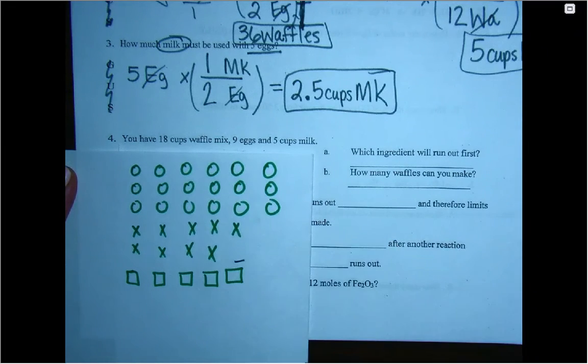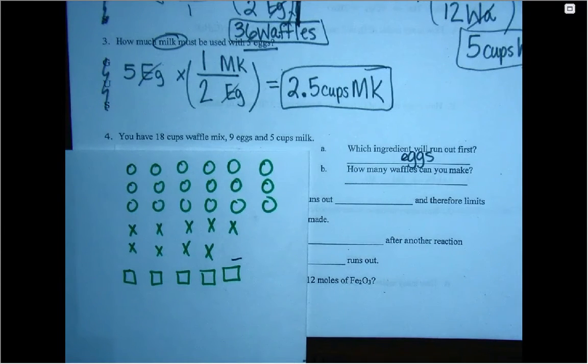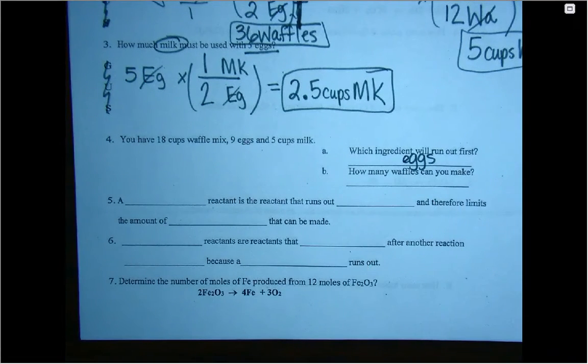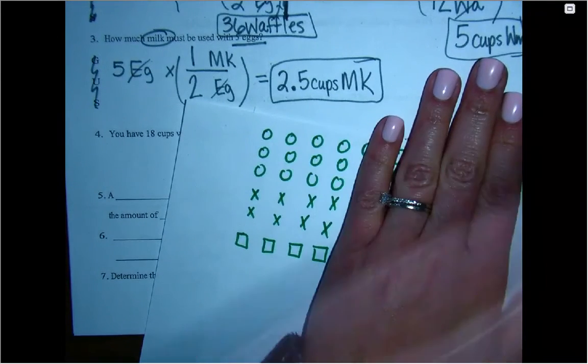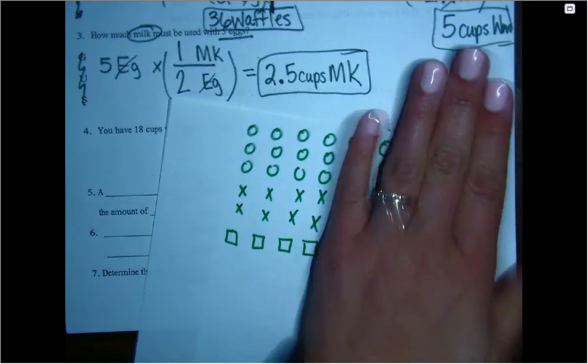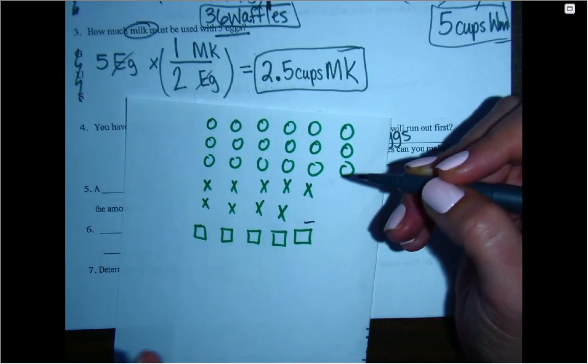We were missing one, right? So eggs are something that ran out first in this recipe. With that many ingredients, how many waffles can you make? I've seen a bunch of different approaches, so just to move us along, I'll tell you. You could have looked at this and said, oh, you could make 1, 2, 3, 4 full batches, so that's 48. If you got to 48, you were almost there. But you didn't consider the fact that you could have made some with half the ingredients, right?